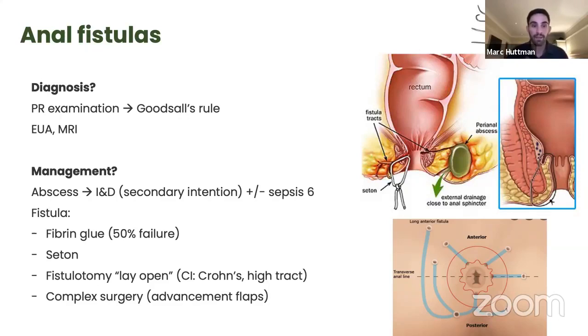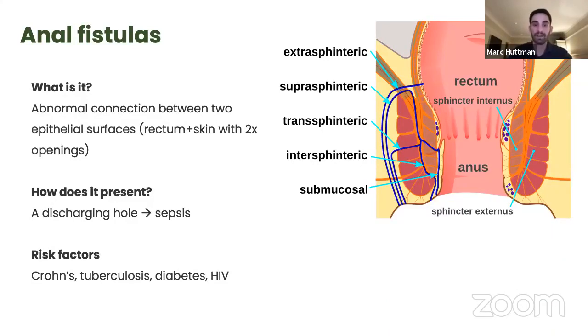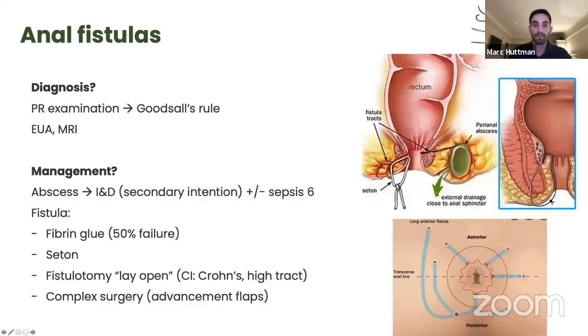And Goodsall's rule states that if you're within 3 centimeters of the anus, i.e. in a round, so 3 centimeters like that, then external fistula openings go in a straight line to their internal fistula openings. Whereas if it's posterior, they often curve towards the midline and then go in. So going back to this, you see these lines, obviously this is a 2D image, but going forward to this one, all you can see is the anus and the external opening. But somewhere there's an internal opening.